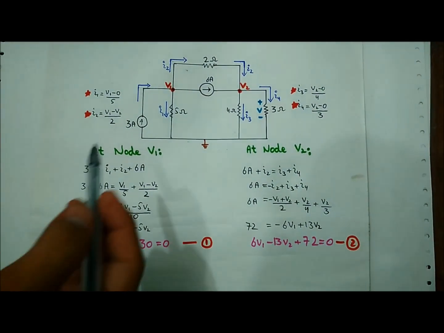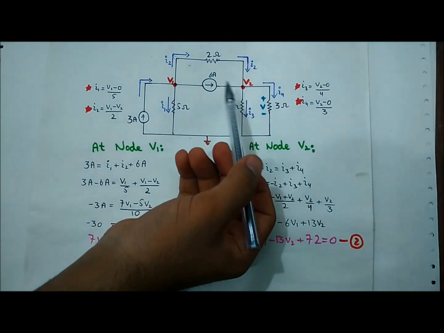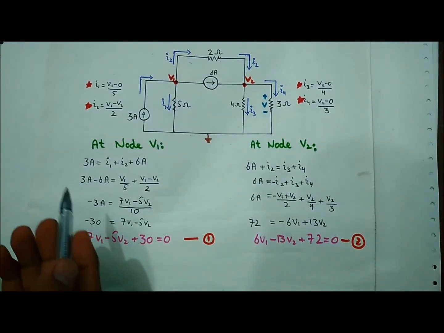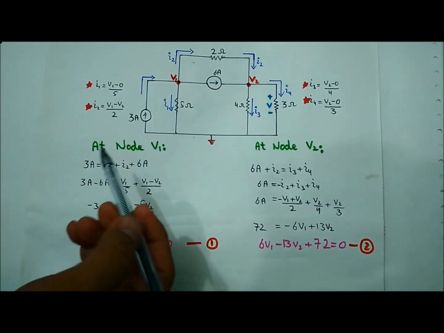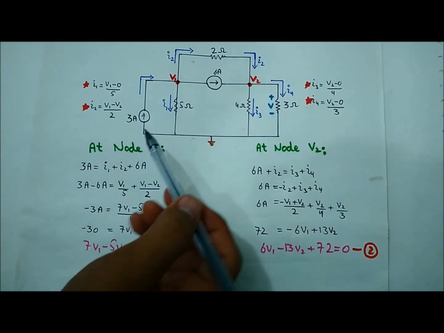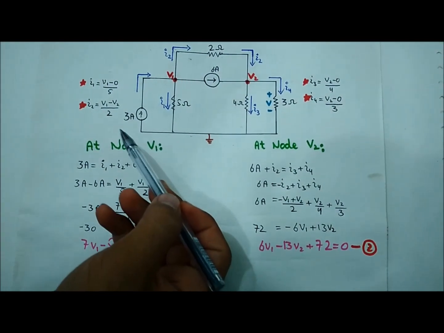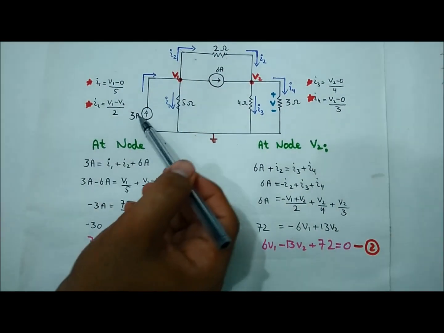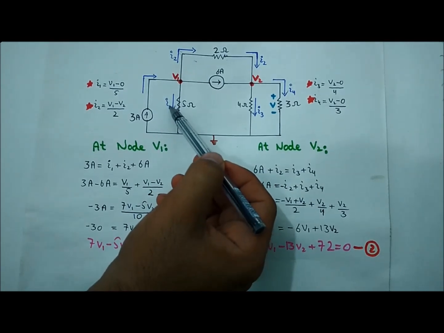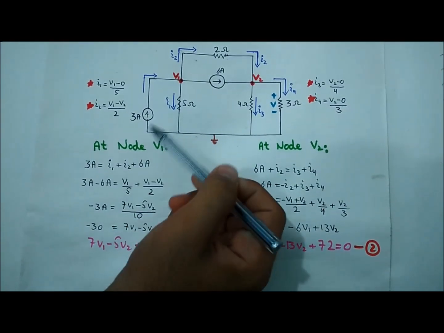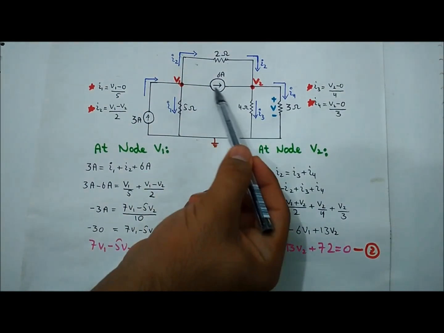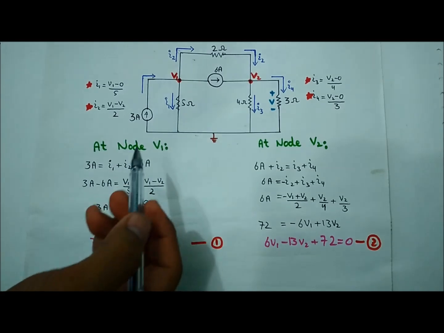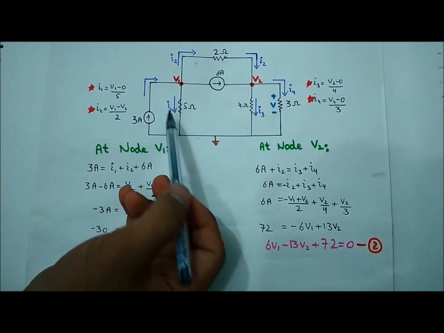We have to follow these steps accurately to solve and analyze the circuit. Now we will apply KCL on each non-reference node. According to KCL, the sum of all the currents entering the node is equal to the sum of all the currents leaving the node. At node V1, on the left side of the equation we write the current entering, that is 3 ampere, and on the right side the current leaving, that is I1 plus I2 plus 6 ampere.